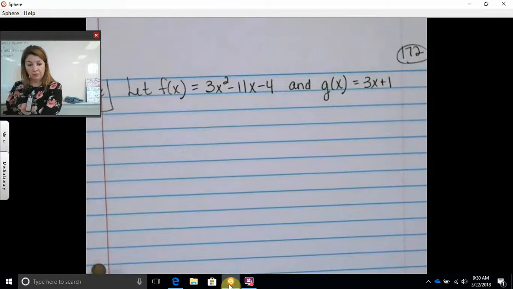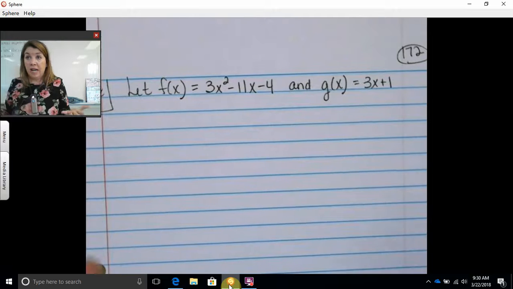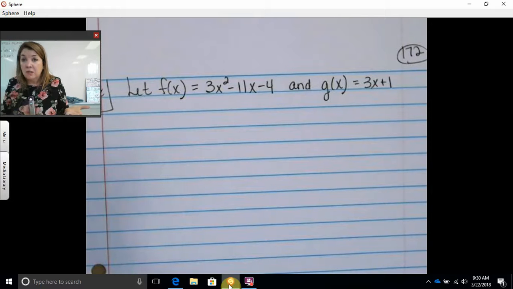Wait, back to the other one. That's all there was. If you can factor it, you factor and reduce anything that you can. But if it's not factorable and there's nothing to reduce, then that's all. That's it. We're not solving at all. We're just simplifying, no solving.